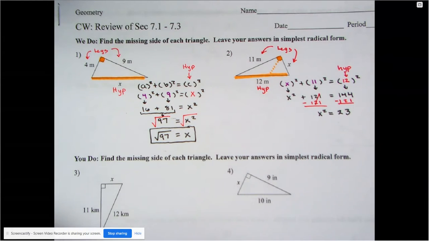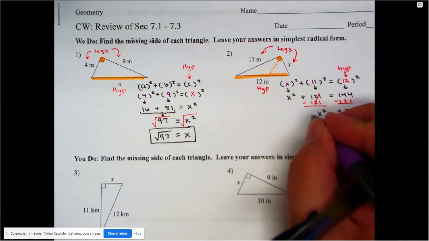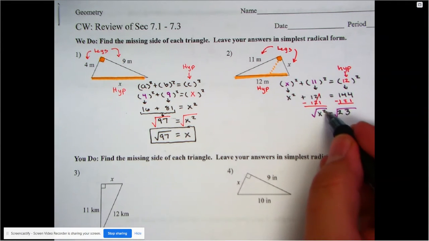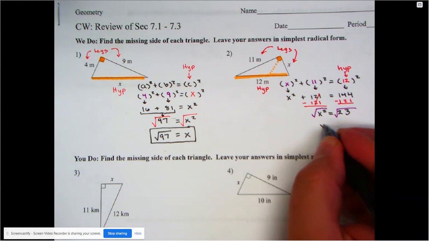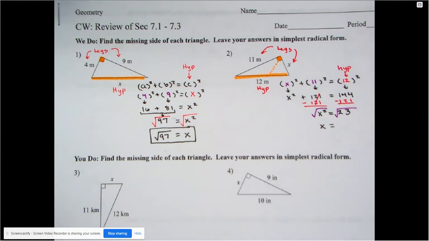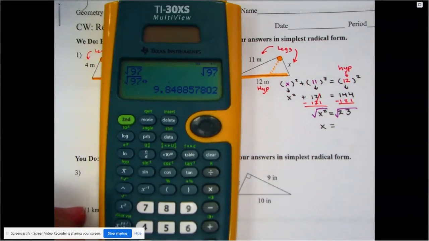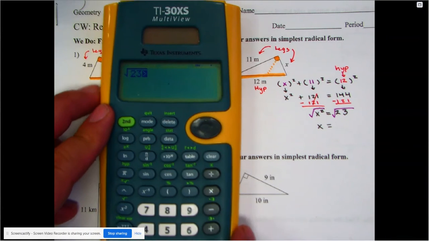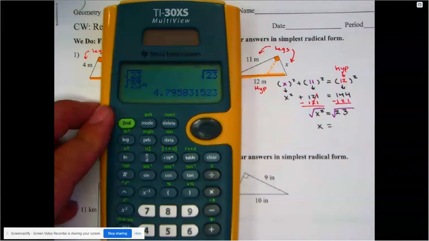And of course, just as we mentioned earlier, the one thing in math that can get rid of a power of 2 is a square root. And yes, the power of 2 and the square root are inverses. They cancel each other out, leaving me with the x on its own. Now, the square root of 23, let's see if that works out, because we should always check. So the square root of 23 is equal to, and there it is.